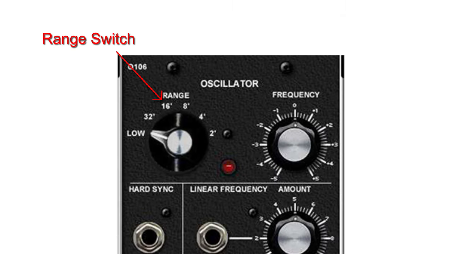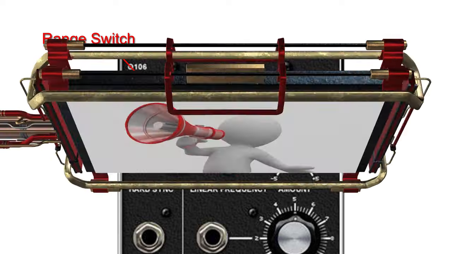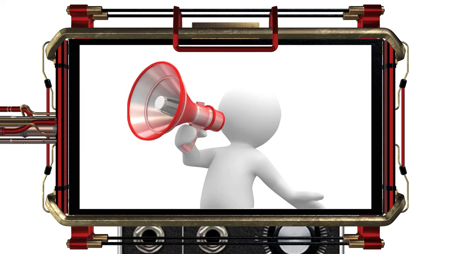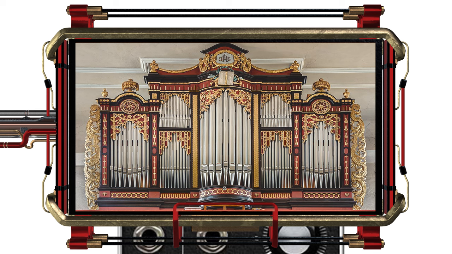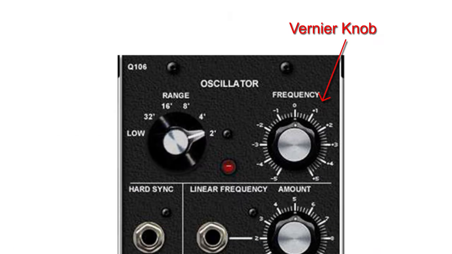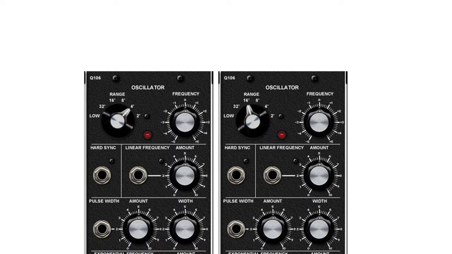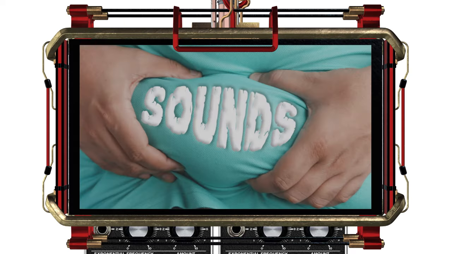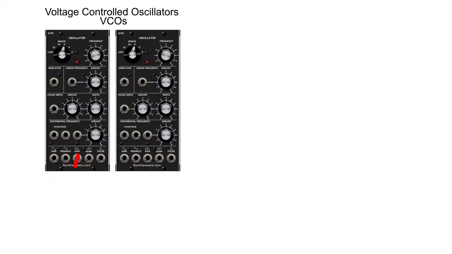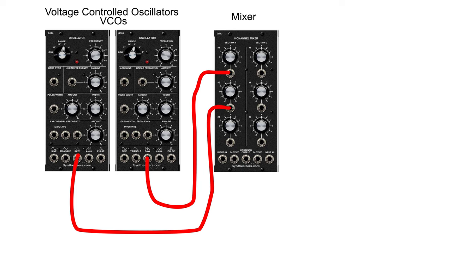Initial octave can be chosen using a selector switch that defines the octaves in feet, 32, 16, 8, 4, and 2, a cool callback to the original synth, the pipe organ, and its pipe lengths. This convention is still used today in modern synths. A non-voltage-controlled vernier knob exists to fine-tune the oscillator. In many synth patches, two or more VCOs are used, tuned to different octaves or intervals, or slightly detuned at the same octave to create fatter sounds. In these applications, the output of multiple VCOs are patched into a mixer module.